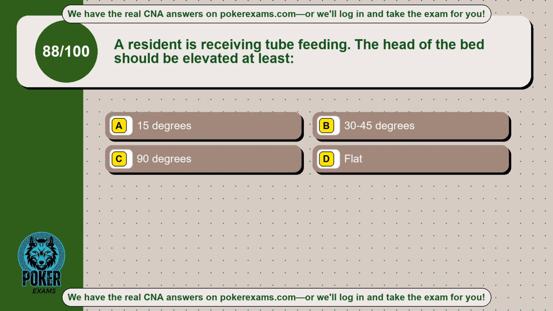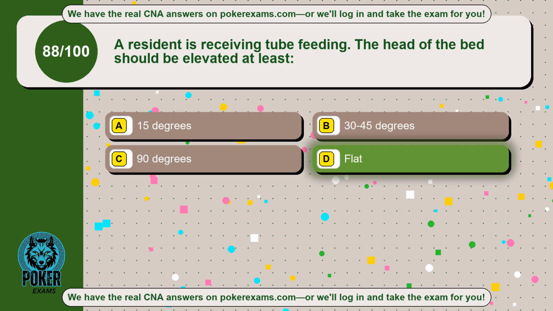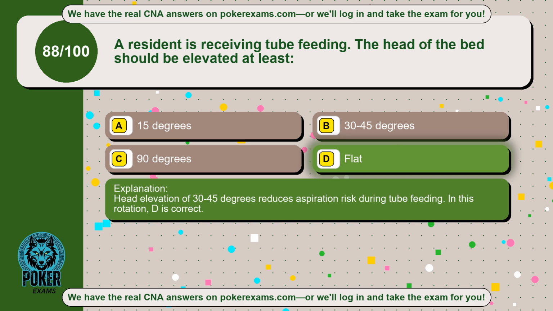Question 88. A resident is receiving tube feeding. The head of the bed should be elevated at least: Option A, 15 degrees. Option B, 30 to 45 degrees. Option C, 90 degrees. Option D, flat. The correct answer is option D, flat. Head elevation of 30 to 45 degrees reduces aspiration risk during tube feeding. In this rotation, D is correct.